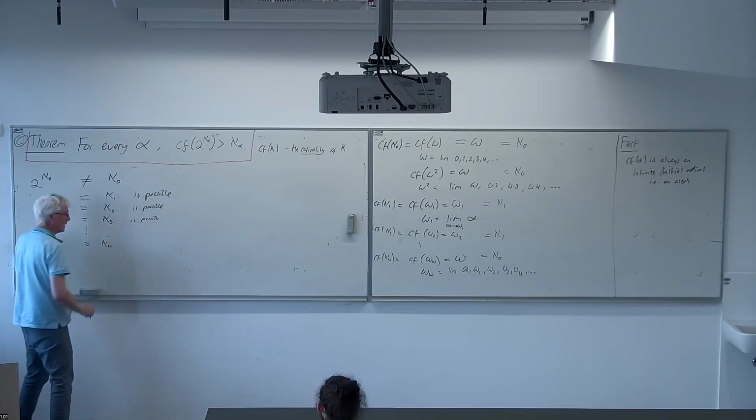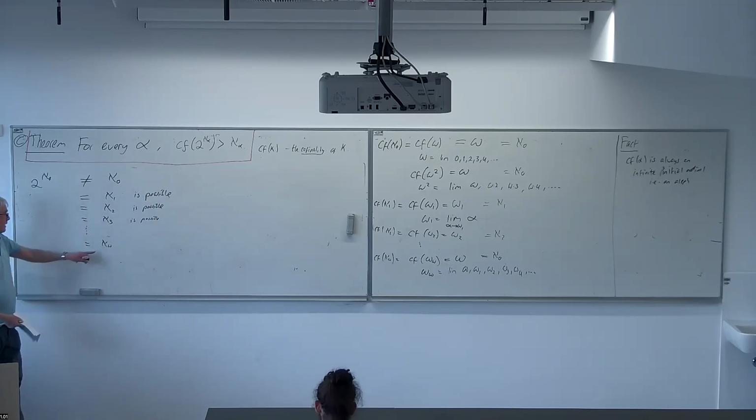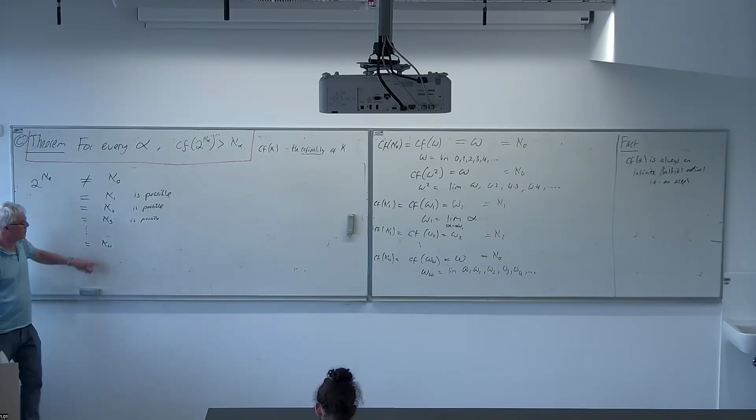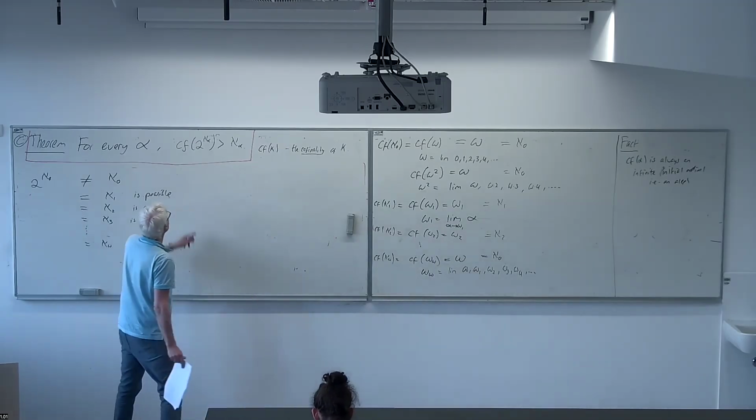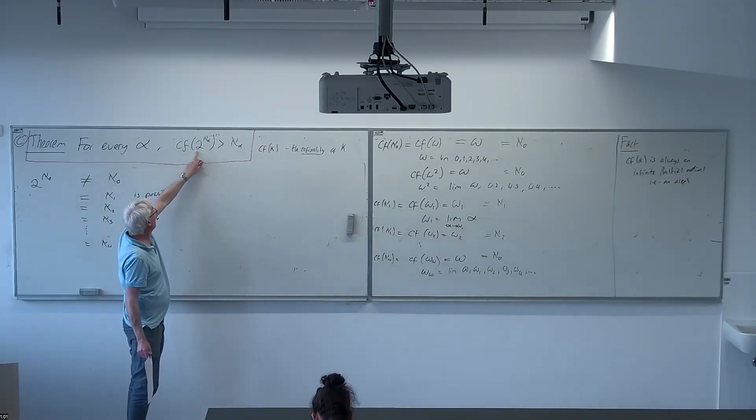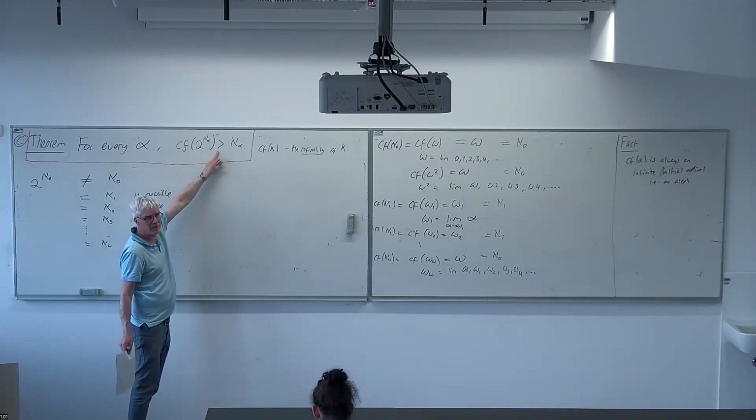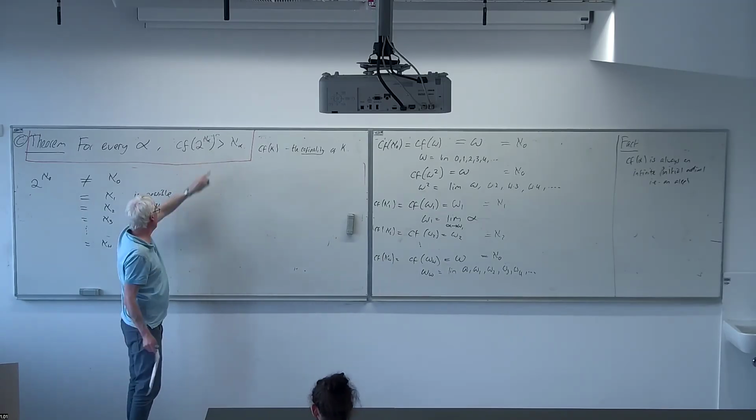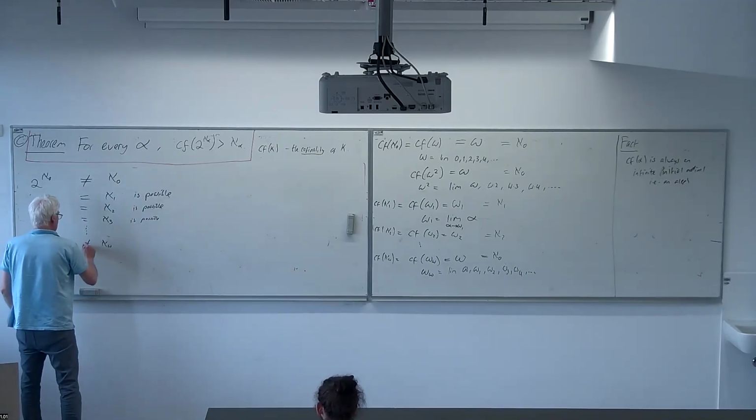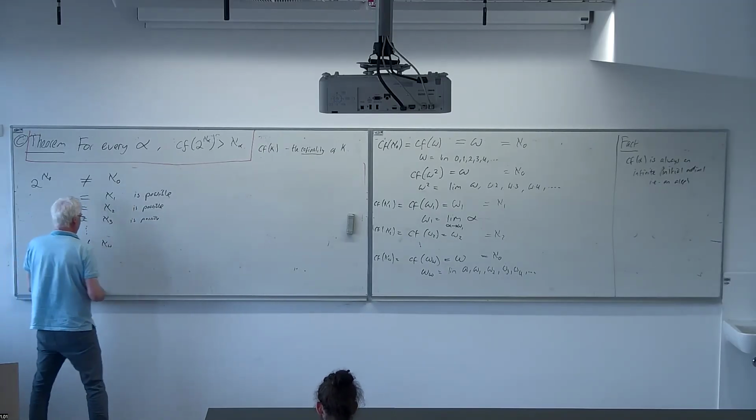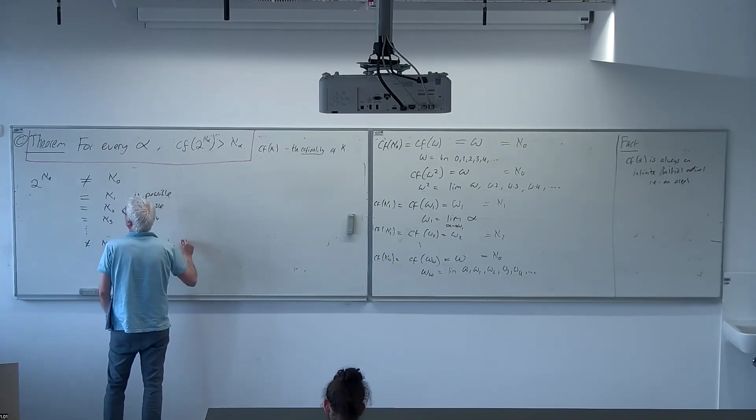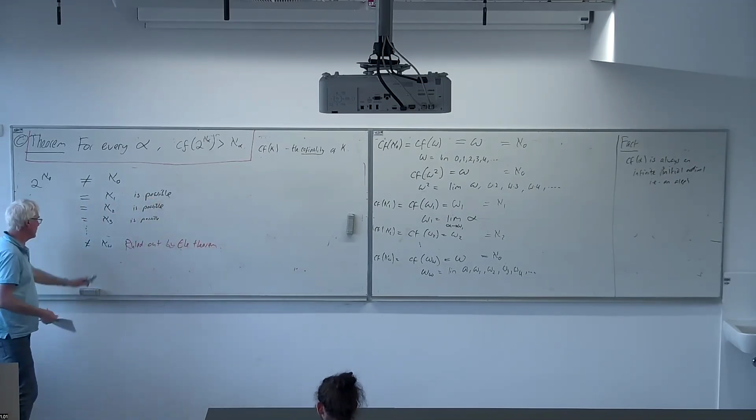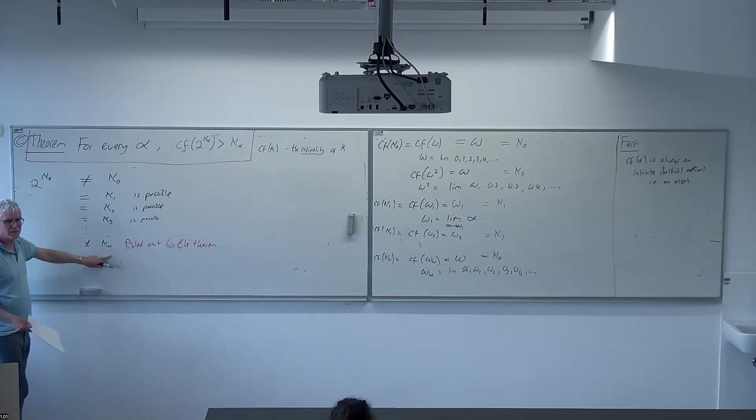But can it be aleph omega? It can't be aleph omega because the cofinality of aleph omega is aleph 0. And the cofinality of 2 to the aleph 0 is required by this theorem to be strictly greater than aleph 0. So this rules out aleph omega, and this one is ruled out by the theorem. Similarly, it can't be aleph omega times 2, it can't be aleph omega squared.